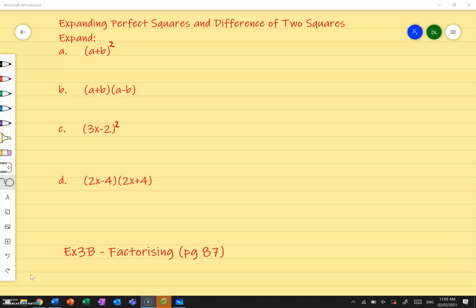So perfect squares and difference of two squares. I'm going to give you guys a little bit of time. I want you guys to try expand both A and B. So just do A and B. And then afterwards, we'll continue from there. So just do A and B now.